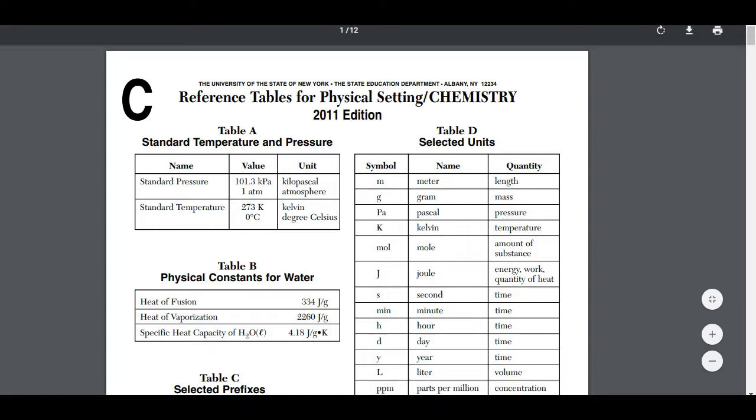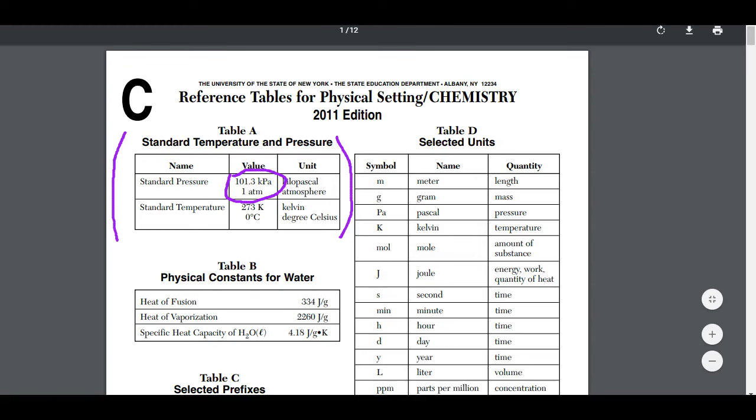Table A, as far as standard temperature and pressure, usually the number one place you're going to use this is with any kind of gas law problem with the combined gas law, where either you're starting with conditions of STP, which stands for standard temperature and pressure, or the gas is going to be set at STP for the second scenario. So standard temperature and pressure: for standard pressure, typically 101.3 kilopascals or 1 atm, and this is also the conversion of one to the other if you needed to know that.